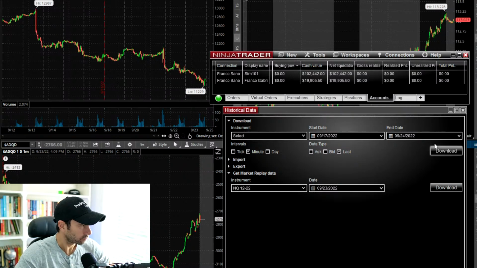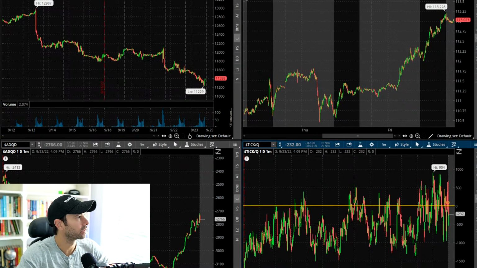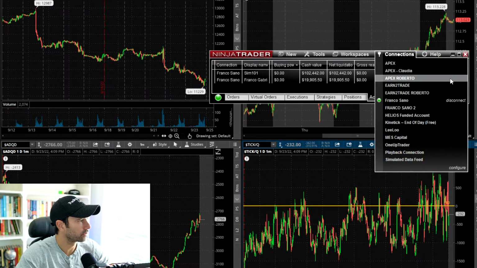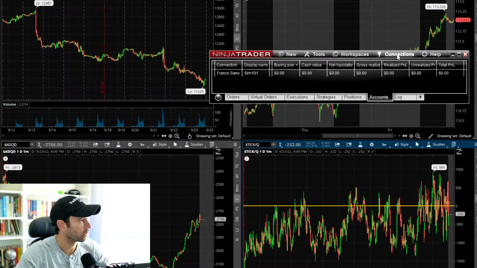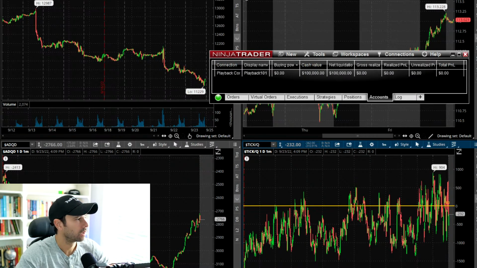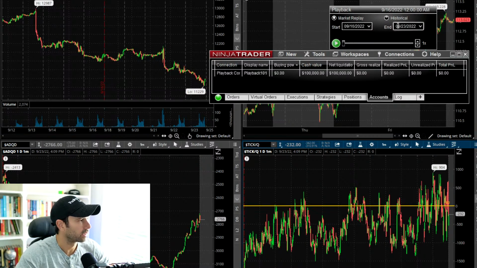All right, we are downloading the data. The platform that I have in the background, I can close this. I already have the data for NinjaTrader. Let me show you now. This is my account. So I'm going to disconnect my account, and I'm going to connect the playback connection. And with this, this window pops up, and this is the window that will allow us to go back and check all the data that we want to review.